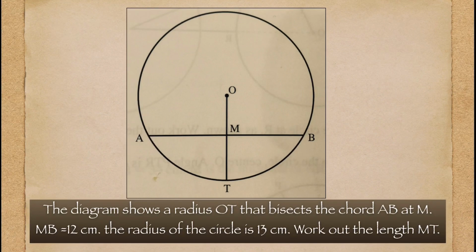Here's another problem. The diagram shows a radius OT that bisects the chord AB at M. MB is equal to 12. The radius of the circle is 13 centimeters. Work out the length MT. Just check the illustration. We are going to supply the information. OB is a radius, that's why it's 13. And OT is also a radius. Take note of that. For OM, just simply apply the Pythagorean theorem. That gives OM equal to 5. Then you just subtract 5 from 13, so MT is equal to 8.